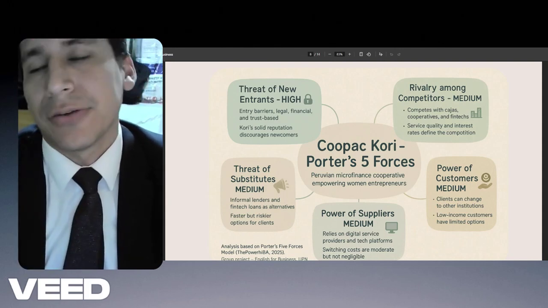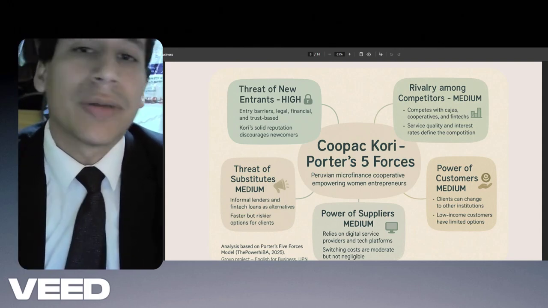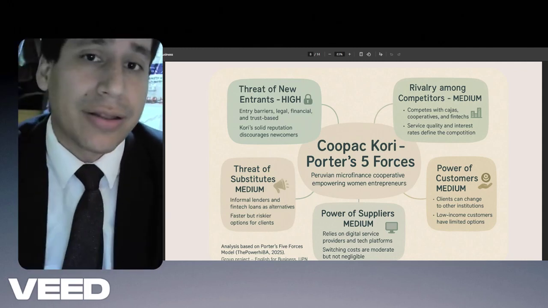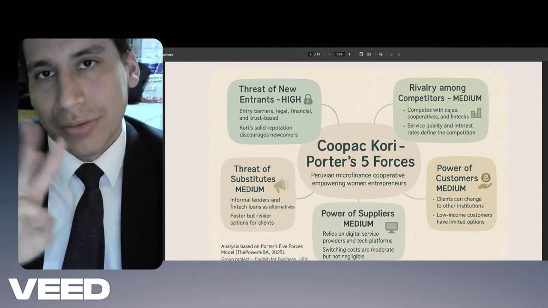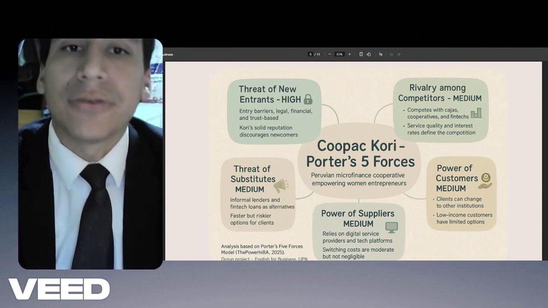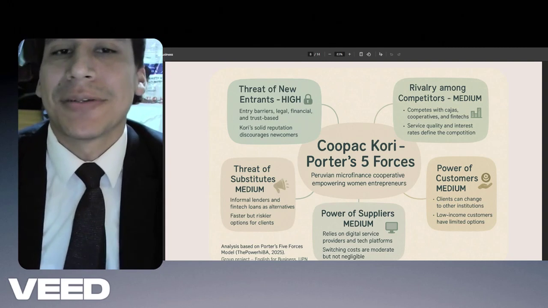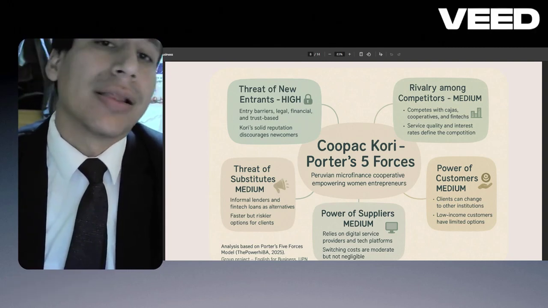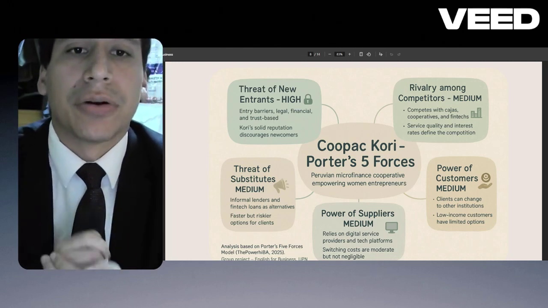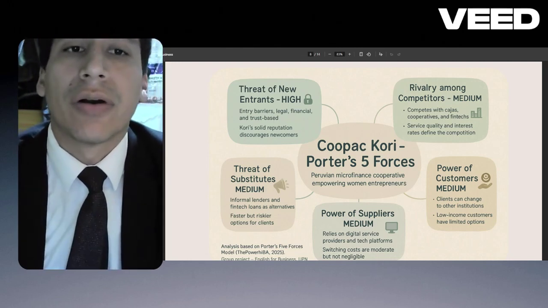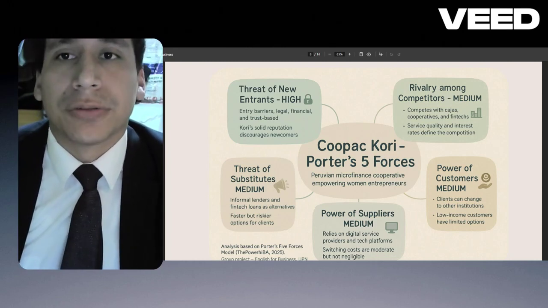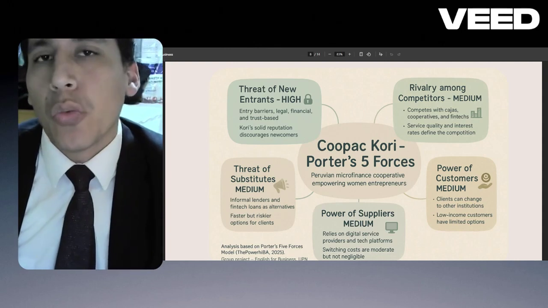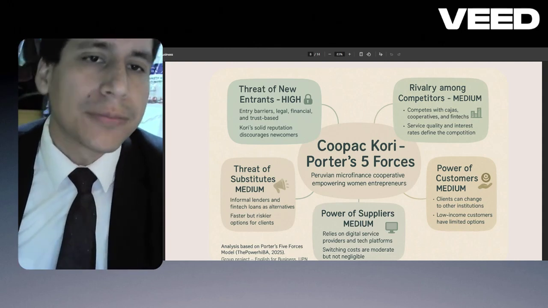Rivalry is medium. They compete not only with other cooperatives but also with cajas and others. The threat of substitutes is also medium. Their substitutes are not only formal institutions, but also informal lenders who give fast cash but are very risky. Corey must offer a safer, more reliable option. Power of customers is medium too. Women entrepreneurs have options.